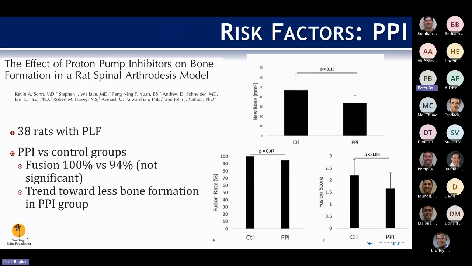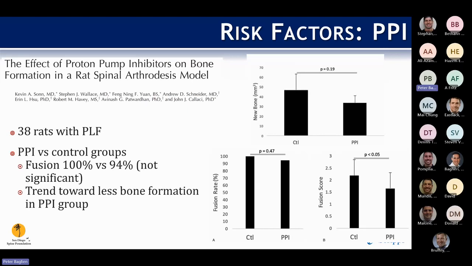So moving on to PPIs, this is a relatively newer issue that's been brought up with regards to the pseudoarthrosis world as well. And I think it relates back to a couple papers. This first one looked at a rat model with 38 rats who underwent posterolateral fusion, and they compared PPI versus control groups.